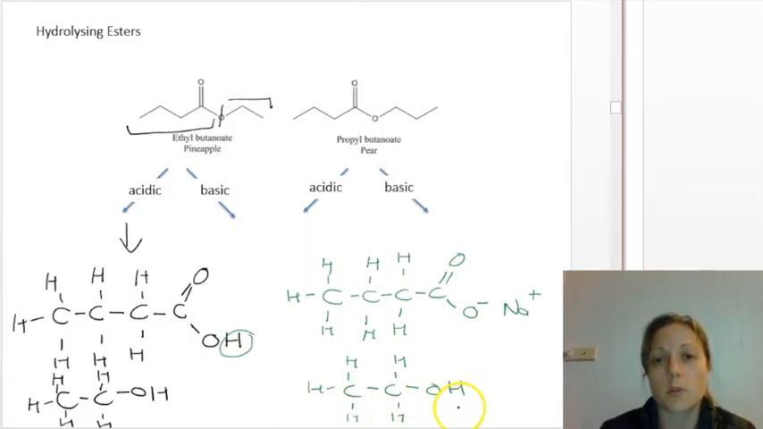Have a go at propyl butanoate and the two different products under acidic conditions and basic conditions, and test yourself. So pause it now, have a go at drawing them up, and then check your answer.